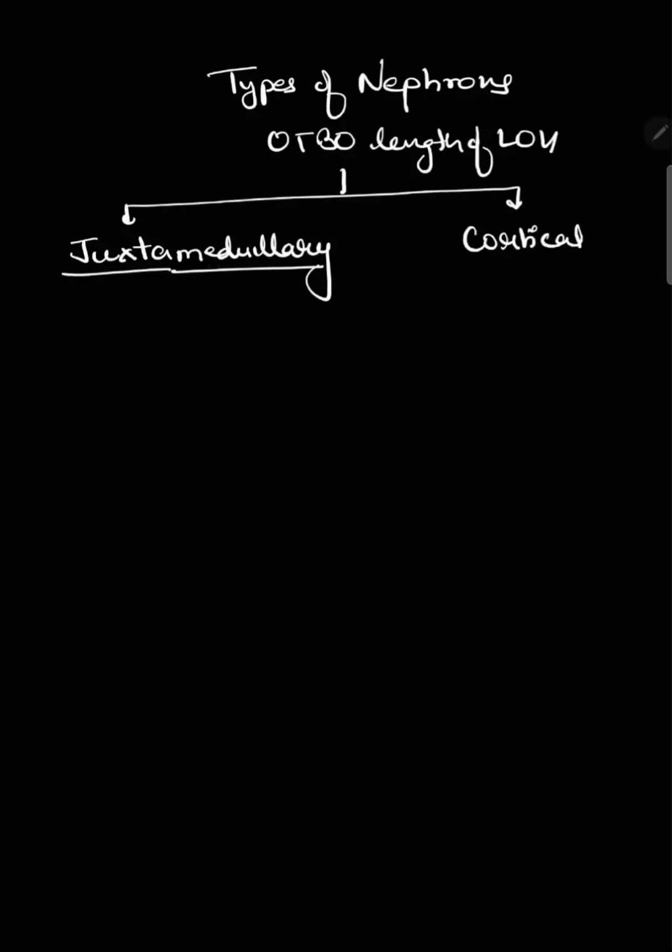Medulla is coming in its name, so the loop of Henle will go into the medulla region. That means if this was the pyramid, and here we had drawn the Bowman's capsule, and this is the medulla region, the loop of Henle will go long into the medulla region. So here we can say that this loop of Henle is longer.